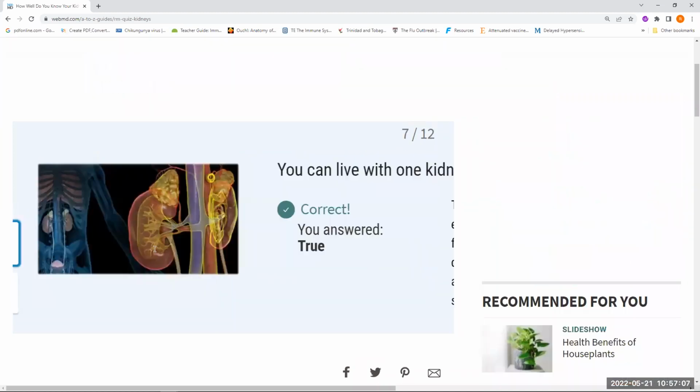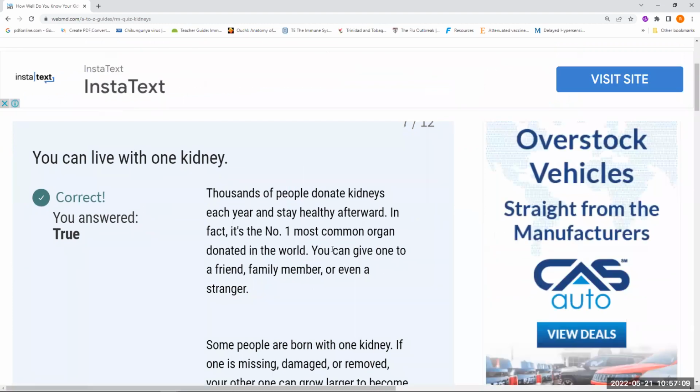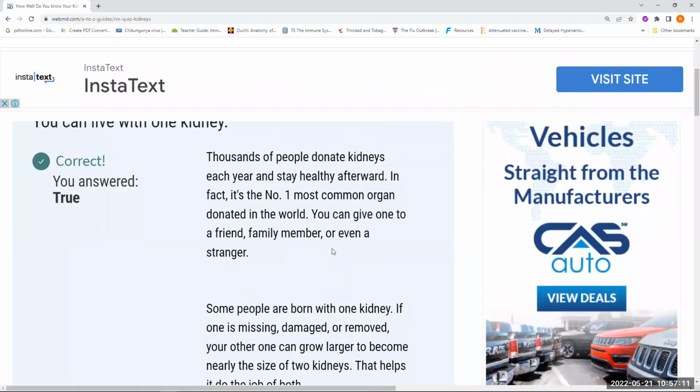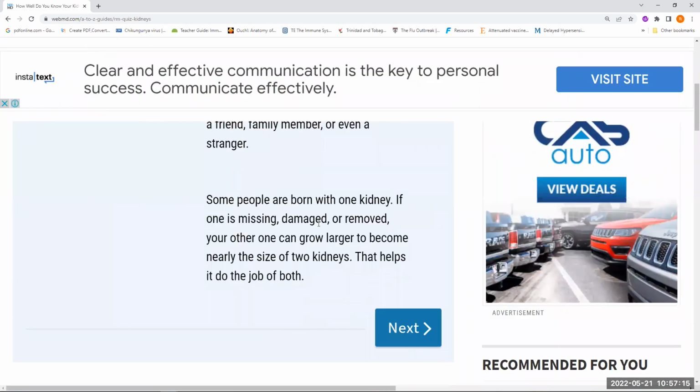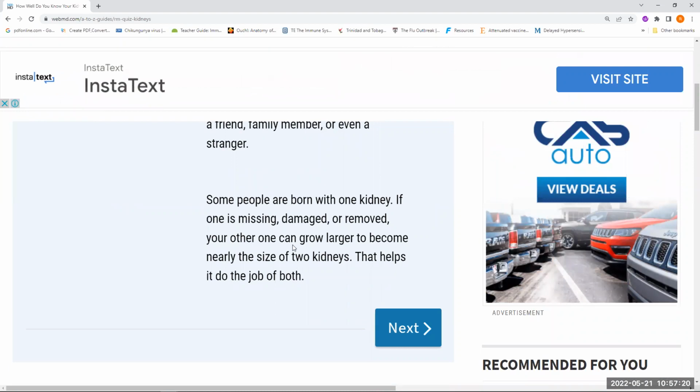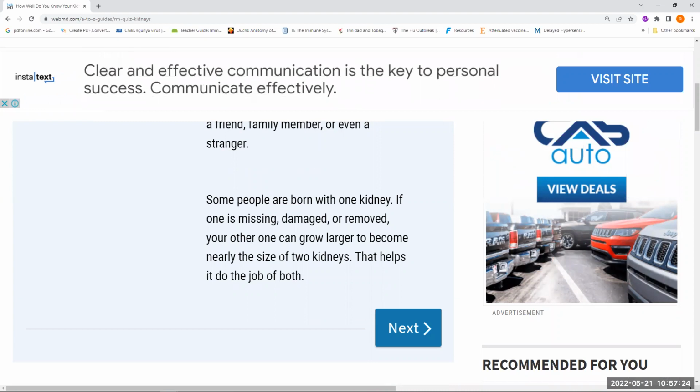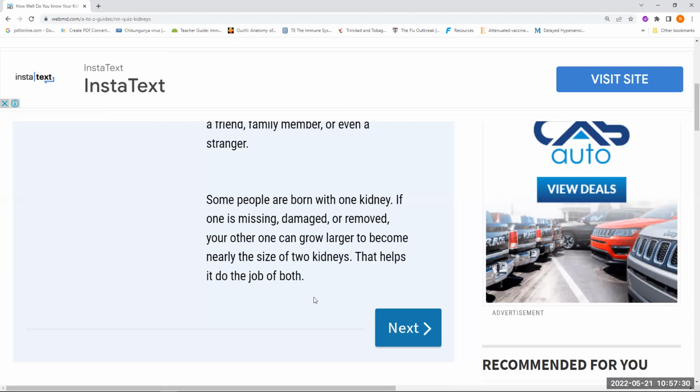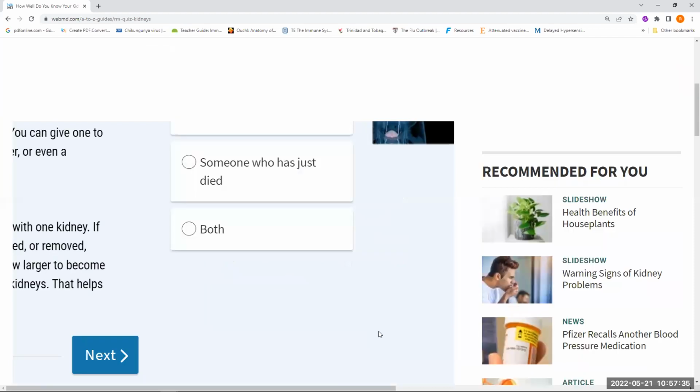Let's see if that is so. You put true, yes. Thousands of people donate kidneys all the time. It's the most commonly donated organ. And some people are born with one kidney. Of course, if one is missing or damaged, the other one can grow larger to become nearly the size of two, and that helps it do the job of both. That's rather interesting. So when you have one, the other one physically would increase in size. That's interesting to note.